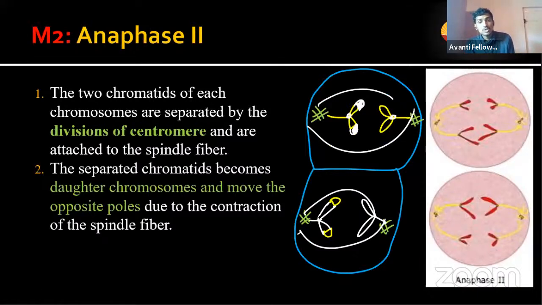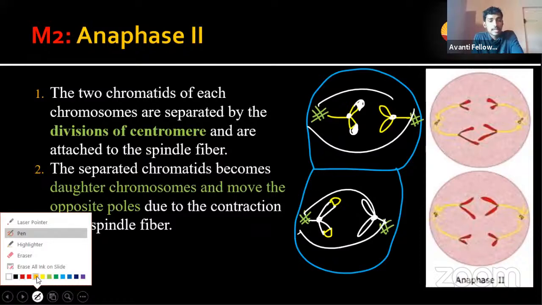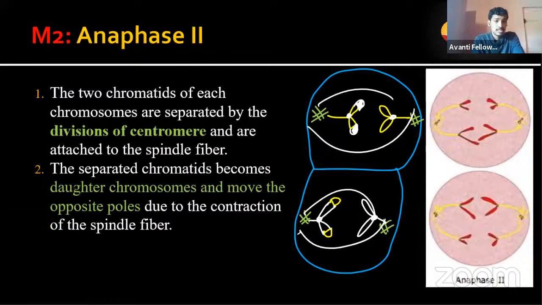Then the chromosomes are moving into the different poles. Chromatids are moving into different poles. How did it happen here? The anaphase is exactly like mitosis. That means what is happening here? The centromere splitting is happening.